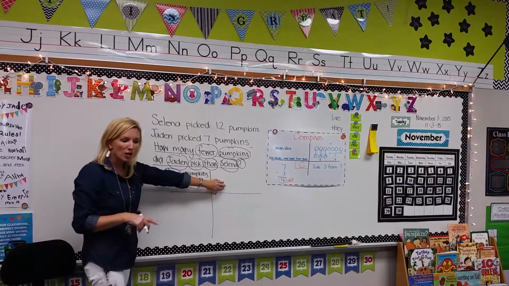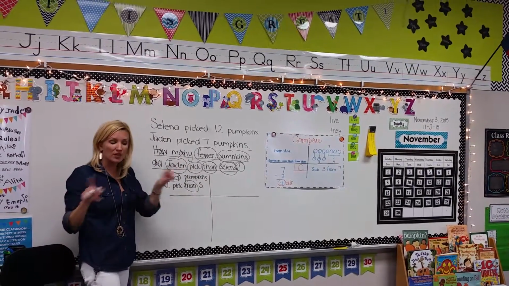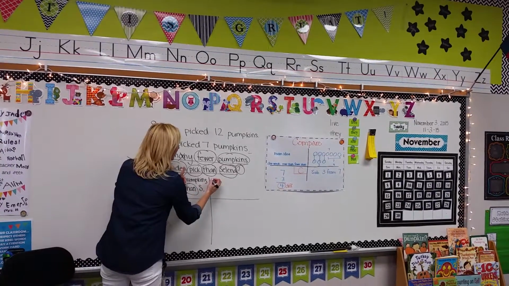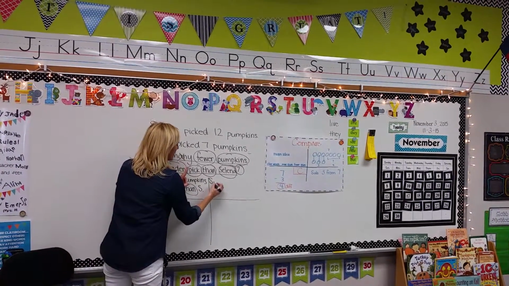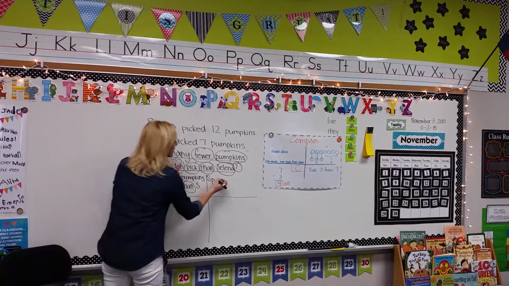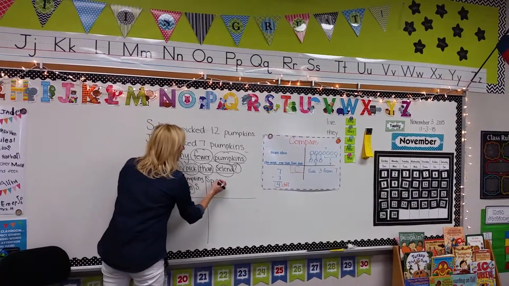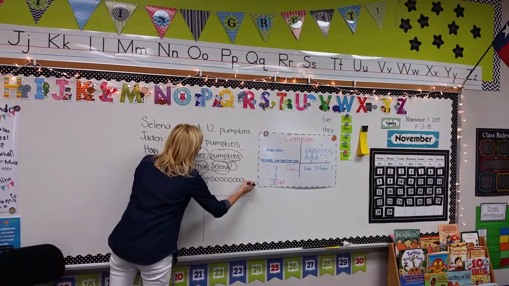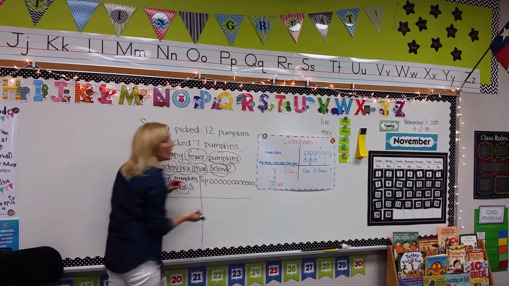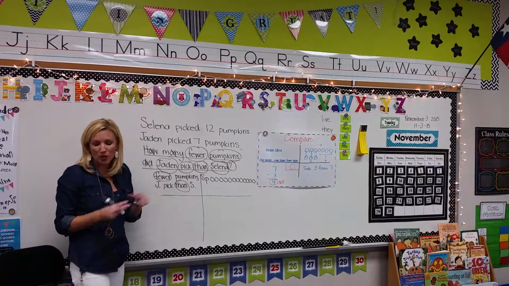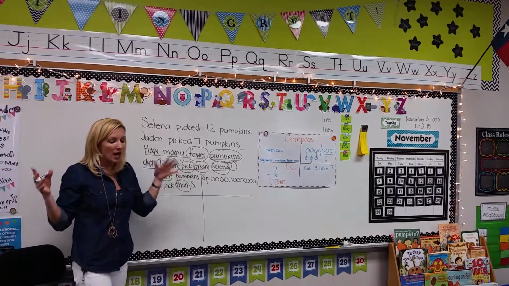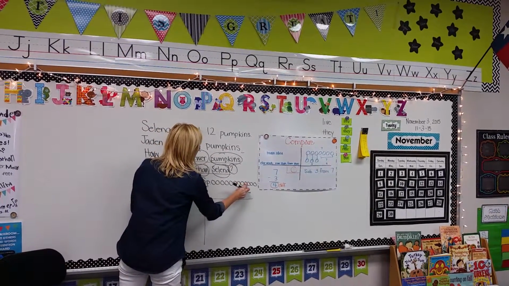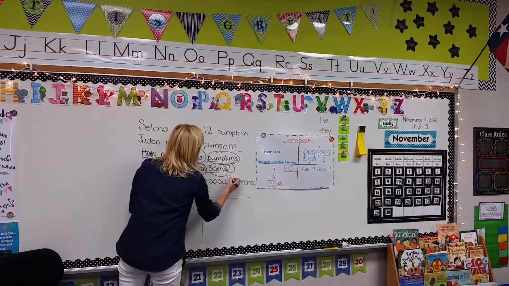All right. Model drawing. This is where things get a little bit different, so pay attention. Selena picked 12 pumpkins. Who? Selena. What? Pumpkins. How many? 12. All right, do you want to do this with me? You can go ahead and start writing. 1, 2, 3, 4, 5, 6, 7, 8, 9, 10, 11, 12. And I'm going to go back and double check. 12 is a big number. I've got to make sure I got the right number of circles here. And I'm ready for my label.